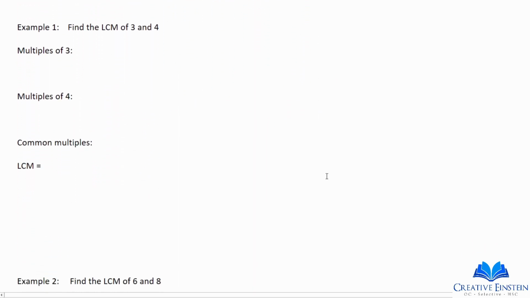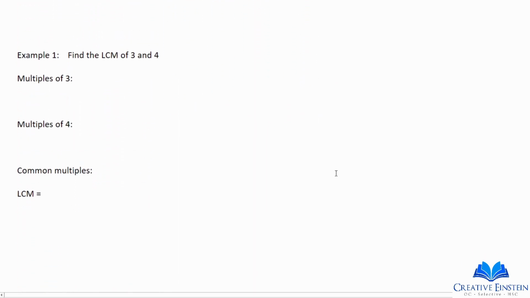So my first example is finding the lowest common multiple of 3 and 4. To do that, we need to list the multiples of 3. When you get really good at this, you can list them in your head and work it out straight away. But for these examples, we're going to write them down. Multiples of 3: 3, 6, 9, 12, 15, 18, 24, 27, and it goes on.